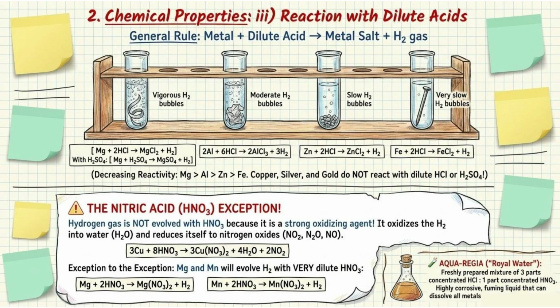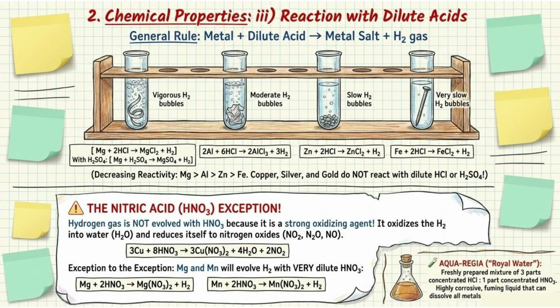Right, so when a metal reacts with it, hydrogen gas is initially formed, but the nitric acid immediately oxidizes that H2 into water, H2O, while reducing itself into nitrogen oxides like NO2, N2O, or just NO. Let's look at copper reacting with nitric acid. 3Cu plus 8HNO3 yields 3 molecules of copper nitrate, 3Cu(NO3)2, plus 4 molecules of water, 4H2O, plus 2 molecules of nitrogen dioxide gas, 2NO2. See, no pure hydrogen gas is released there at all.